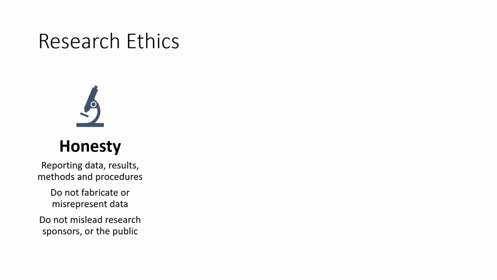Research ethics. The first thing in research ethics is honesty. Honesty includes reporting data, results, methods, and procedures. You have to be honest and report the details. Do not fabricate or misrepresent data. Do not mislead research sponsors or the public.